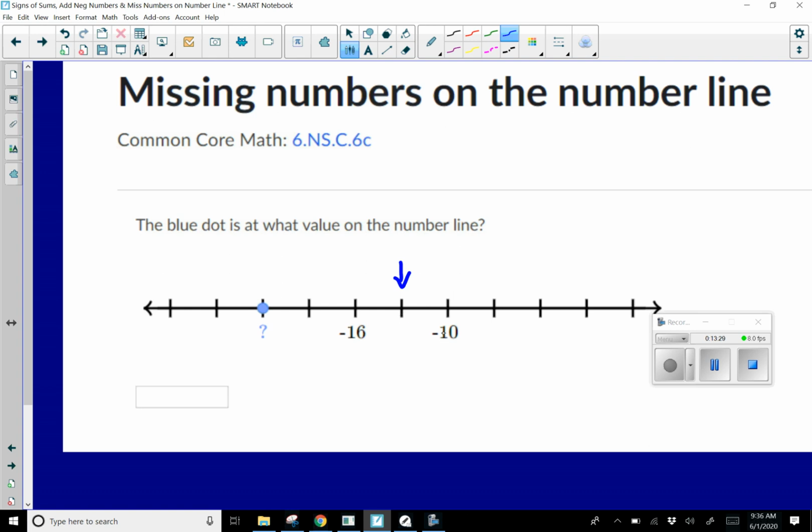So negative 10, that would make it negative 13, and then negative 16. So basically each tick mark here on this number line represents 3 units. So that's going to be negative 10, negative 13, negative 16. 3 more units to the left of negative 16 is going to be negative 19. As you can see, we're just counting in threes, which makes our question mark negative 22.